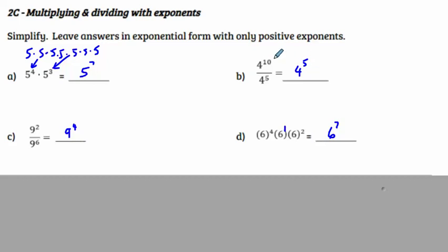So in B, since our bigger exponent is on the top, it stays on the top. And we don't have to write a 1 underneath it. You can if you want to, but you can just leave it as 4 to the fifth. Coming down here, in this case, 9 to the sixth is the bigger exponent. And so this one needs to be on the bottom, which means you need to put a 1 on the top. And so that was your answer for C.